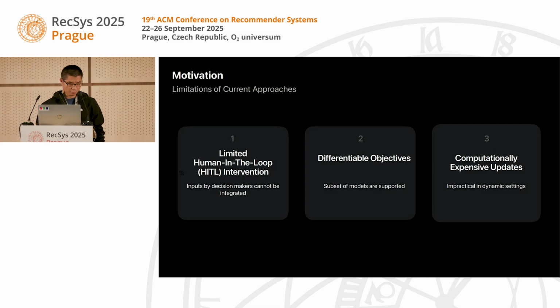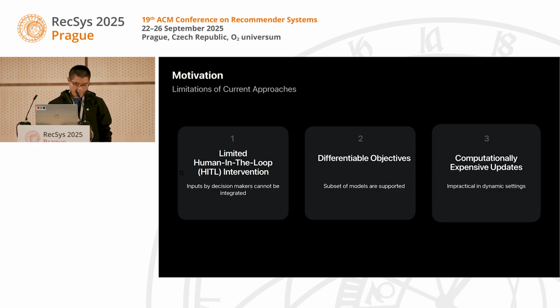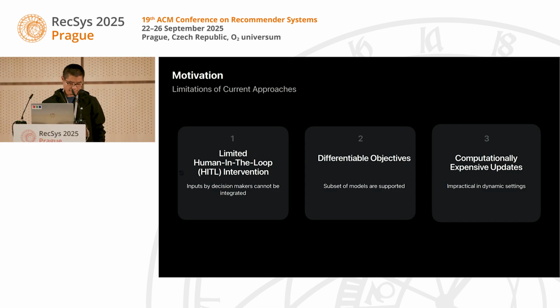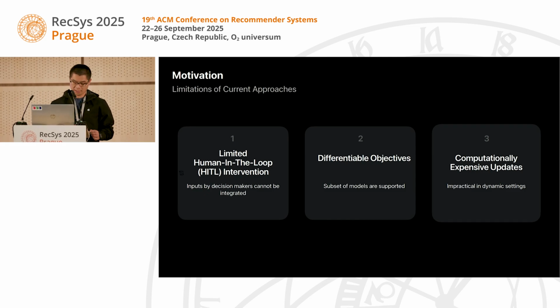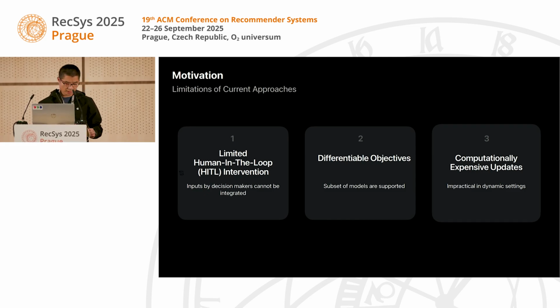However, the current approaches to multi-objective optimization face several limitations. First, they offer limited human-in-the-loop intervention, making it difficult for the decision maker to integrate their preference or business need. Second, many methods require the objectives to be differentiable, which restricts the type of model and metrics that can be used. And third, many existing approaches are computationally expensive, making them impractical to support frequent updates in dynamic settings.